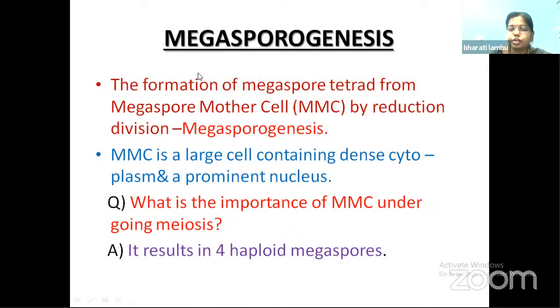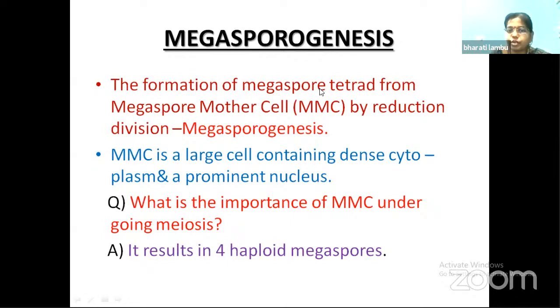Megasporogenesis. So what do you mean by megasporogenesis? Earlier we learned about microsporogenesis. Microsporogenesis means production of microspores from the microspore mother cell. So now you can guess what megasporogenesis is. The megaspore developing from the megaspore mother cell is called megasporogenesis.